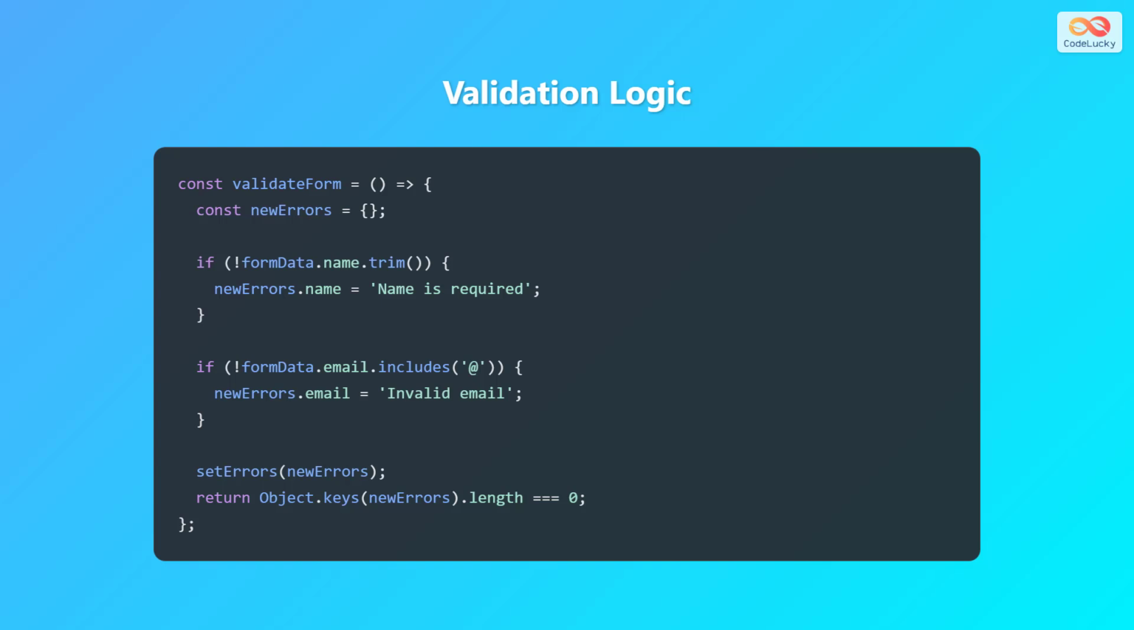Now let's define the validation logic. Create a function called validateForm. Inside this function, declare a variable newErrors. Use conditional statements to check if the name field is empty, and the email field includes an @ symbol. If there are any errors, assign corresponding error messages to newErrors. Update the errors state with the newErrors object using setErrors. Finally, the function will return true if there are no errors, and false if there are any errors.